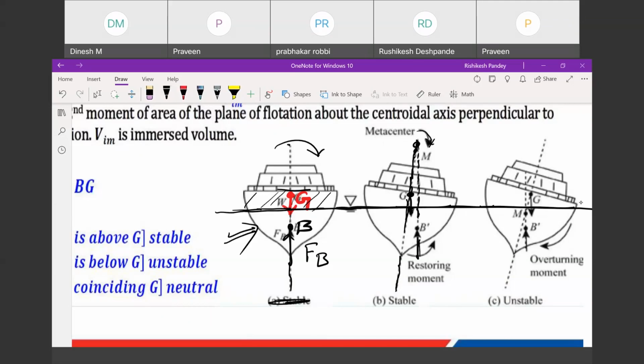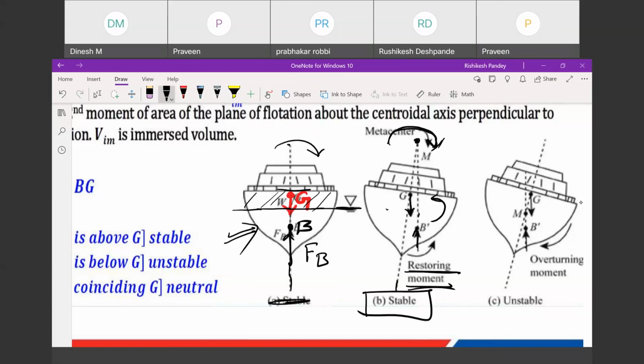Now for stability, it is assumed that about this point the ship is moving to and fro, oscillating like this. I have applied an external moment in the clockwise direction about this point. But now this G and B form an anticlockwise moment, which is known as the restoring moment. This is in the opposite direction, so it will help in stopping the overturning of your ship.